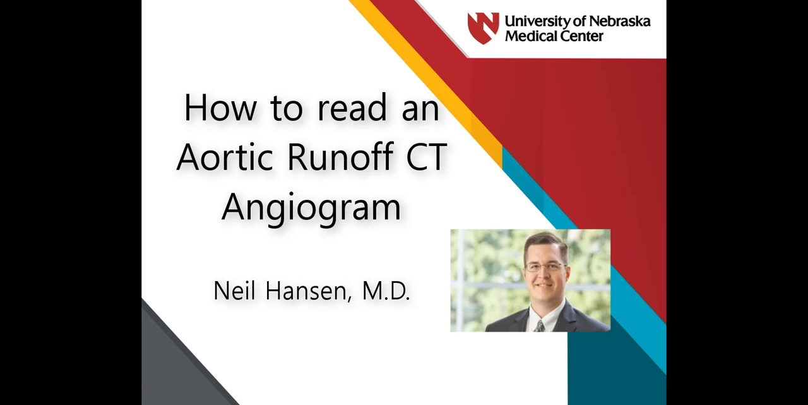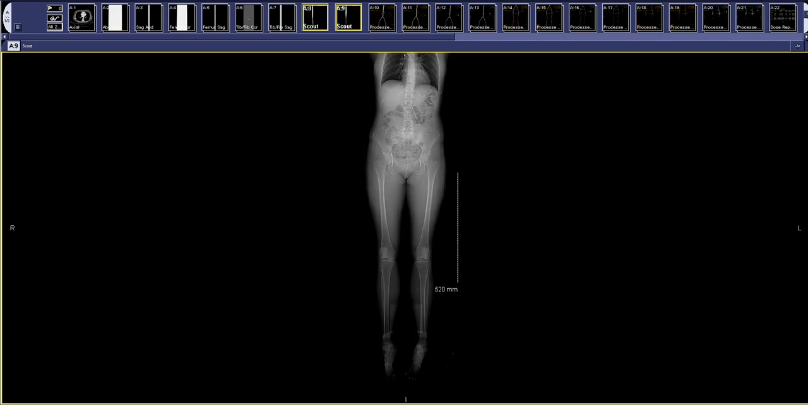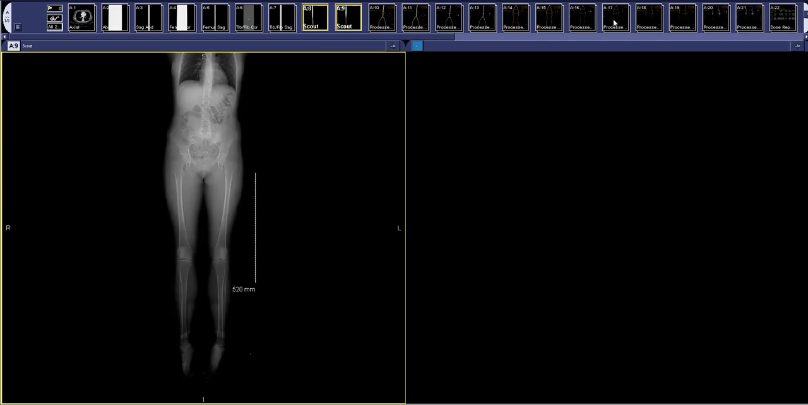I'm taking you through an aortic runoff CT angiogram. These are very large, complex studies, and as such, I think, especially for junior residents, it intimidates them a little bit. But it's pretty easy. They are just pipes, and you're just telling whether the pipes are open or not.